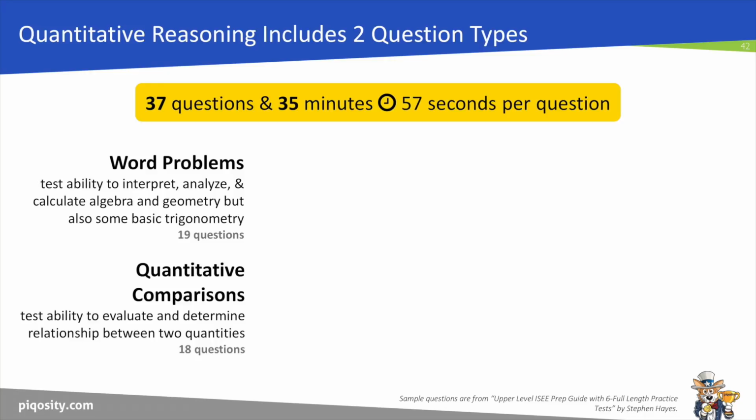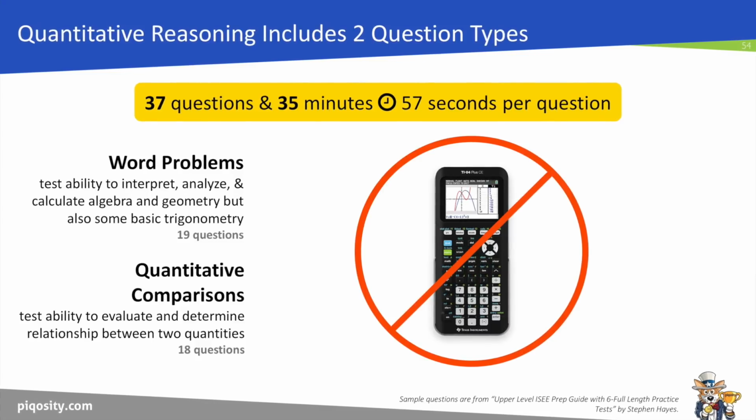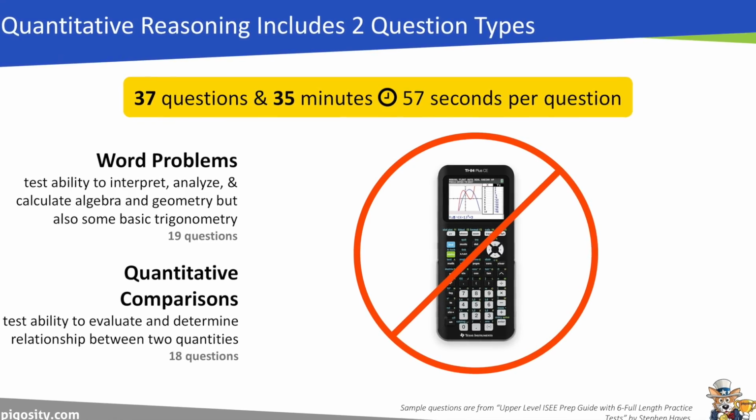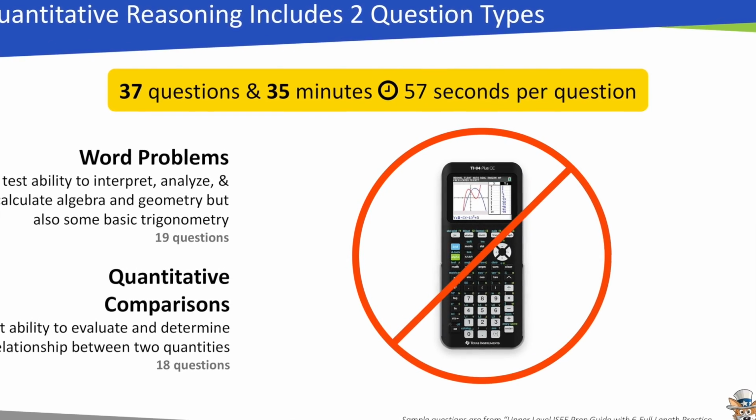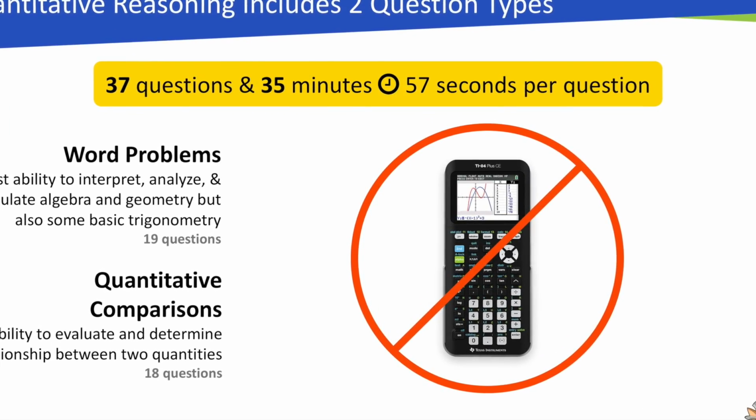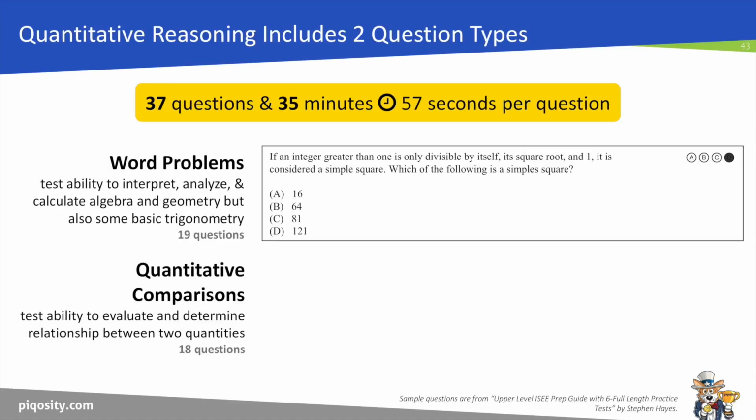In this section, students have 35 minutes to complete 37 questions, or just under 1 minute per question. Calculators are not allowed on the ISEE. Again, calculators are strictly prohibited. There are 2 question types: word problems and quantitative comparisons. Word problems present math questions in paragraph format where students must correctly translate words into mathematical functions.